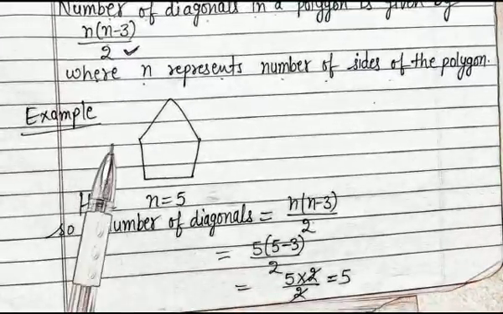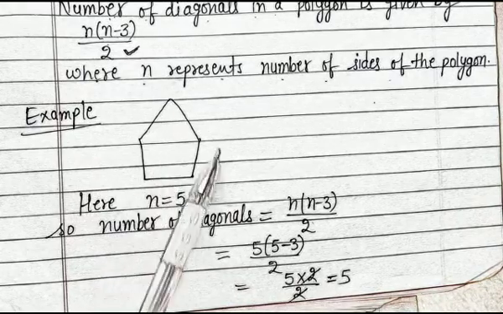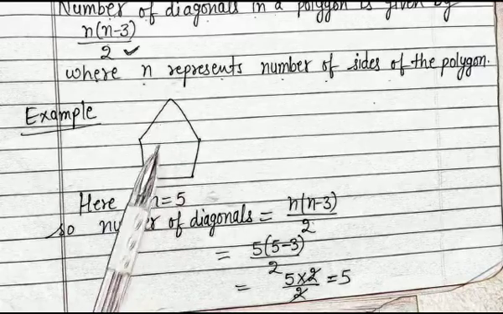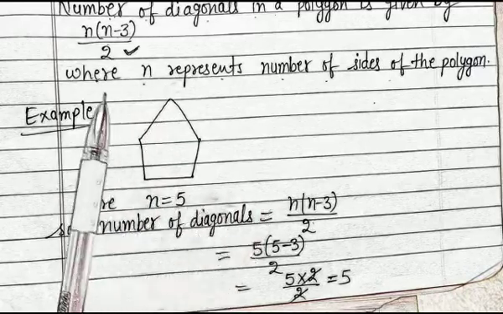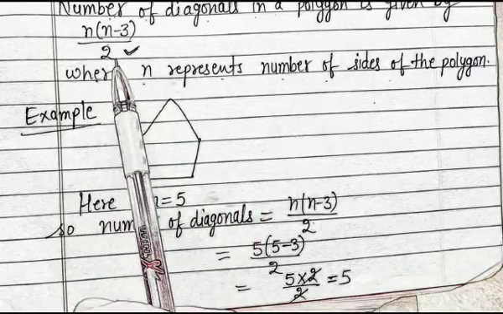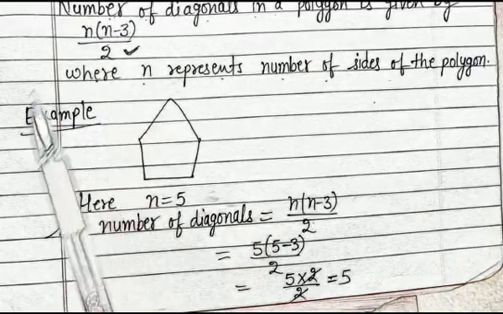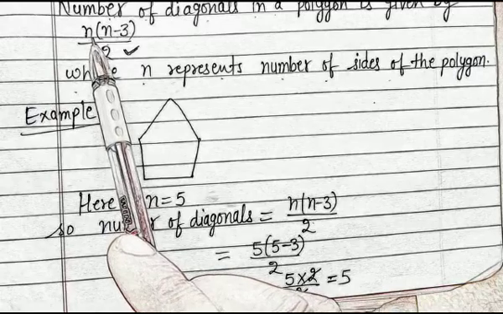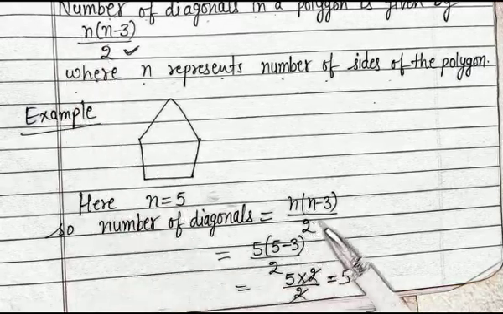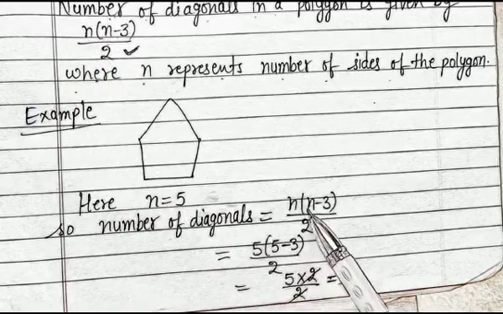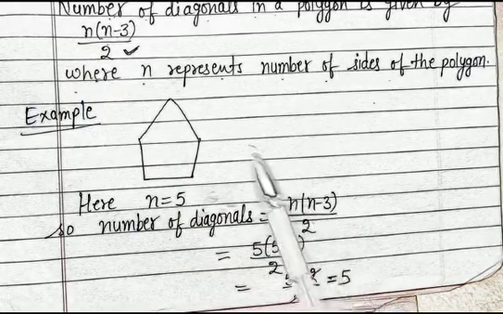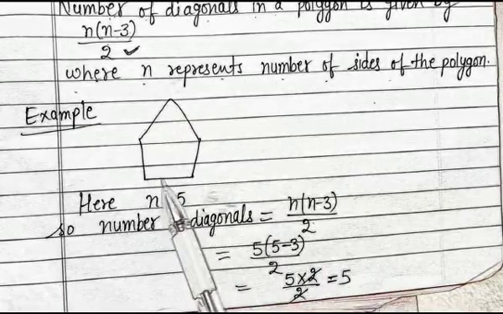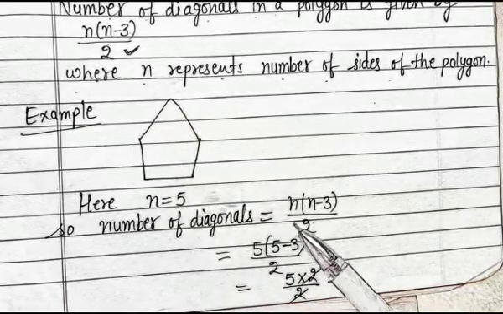If you see this example, suppose this is a pentagon we have, this is a polygon. Suppose we want to find the number of diagonals in this polygon. So using this formula we can find number of diagonals. Simply you have to put the value of number of sides instead of n. So number of diagonals equal to n into n minus 3 upon 2. What is n? What I told you about n? N represents number of sides. So how many sides it has? It has 5 sides. So here we will put 5.